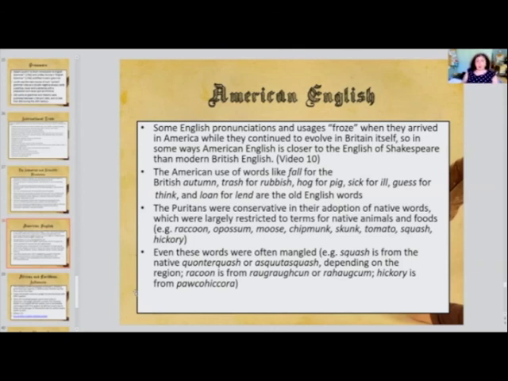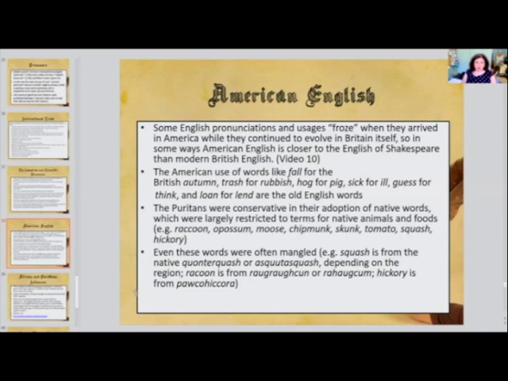So part of that frozen British English is a lot of the words that we use that the British don't. It's because they continued to evolve their language and we kept some of the old words. It's not that we chose new words, they did, believe it or not. So we still say fall, where they say autumn. We say trash, they say rubbish. We say hog or pig, they say mostly pig. We say sick, they say ill. My favorite is they still call math, maths. Because it's mathematics, I suppose. Loan and lend, things of that nature.